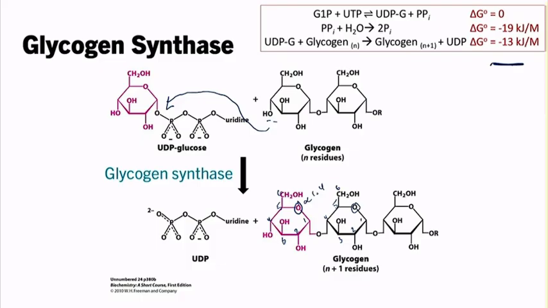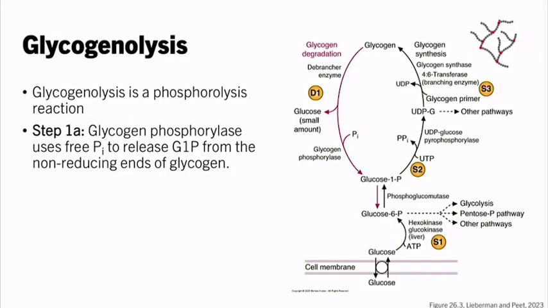Because this is an irreversible reaction, we need a separate enzymatic reaction to now break these bonds and break it apart, because these reactions are not reversible. We call that process glycogen breakdown or glycogenolysis. This is a phosphorolysis reaction where that free phosphate can come in and release those glucose molecules one at a time from those ends of those branches.